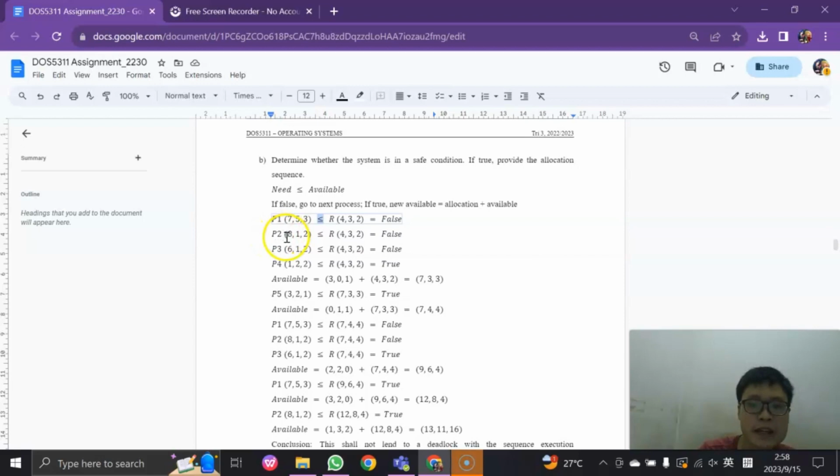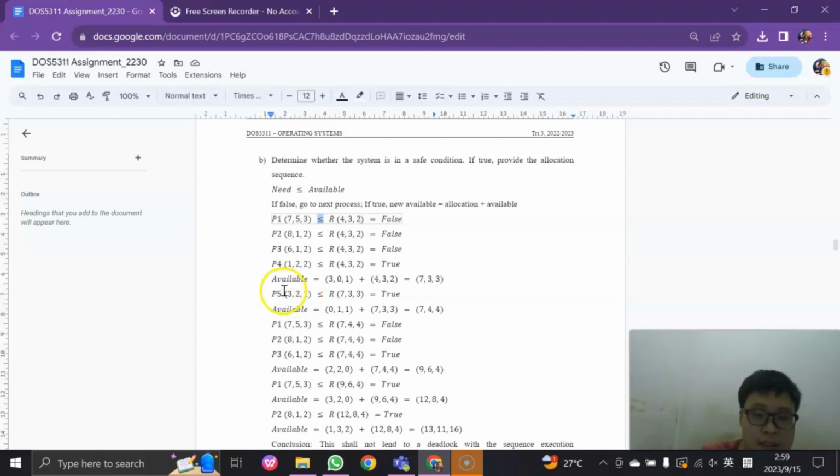The need of P2, 8 1 2, is also not less than or equal to 4 3 2. So go to the next process, P3. Need of P3, 6 1 2, is also not less than or equal to 4 3 2. So go to the next process, P4. Need 1 2 2 is less than or equal to 4 3 2. So calculate a new available. Allocation of P4, 3 0 1, plus 4 3 2 equal to 7 3 3. Now go to the next process.